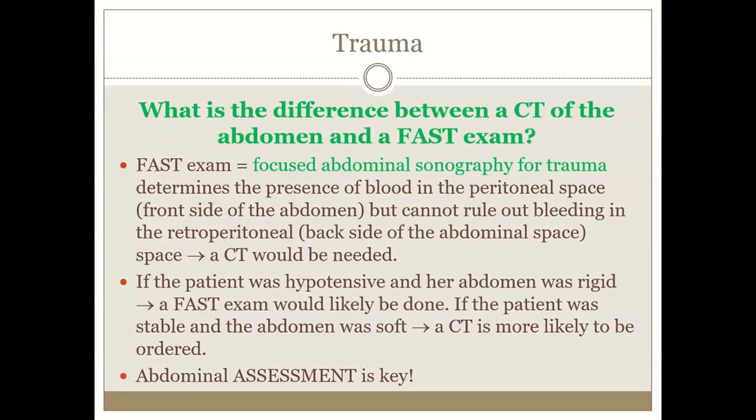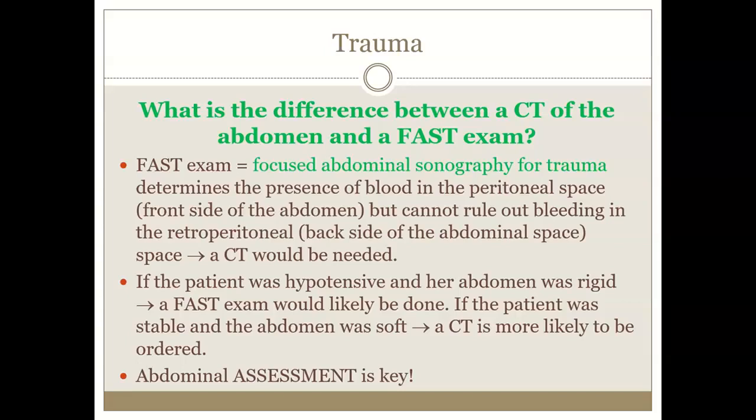So what is the difference between the CT and the FAST exam? The FAST exam stands for Focused Abdominal Sonography, and it is used for trauma. So it's specific for trauma. It essentially takes the place of peritoneal lavage. That's not done anymore, at least in the level 1 trauma centers, because the FAST exam will very quickly determine the presence of blood in the peritoneal space. Unfortunately, it cannot rule out bleeding in the retroperitoneal space. That's where the kidneys and a portion of the pancreas live, so we need a CT.